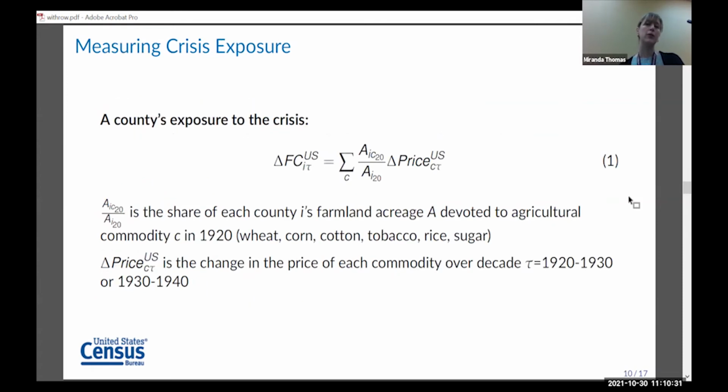So the final thing I want to do is create a measure of crisis exposure at the county level. The way I do this is I multiply the share of each county's farmland acreage devoted to certain agricultural commodities in 1920. So I look at wheat, corn, which I use as a proxy for livestock since it was the main source of feed, cotton, tobacco, rice, and sugar. And I multiply that by the change in the domestic prices received by farmers for each commodity over each decade, so 1920 to 1930 and 1930 to 1940.